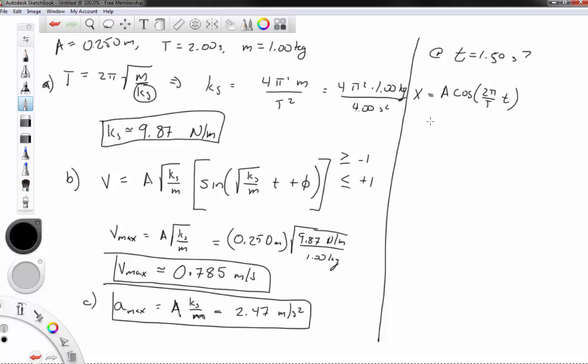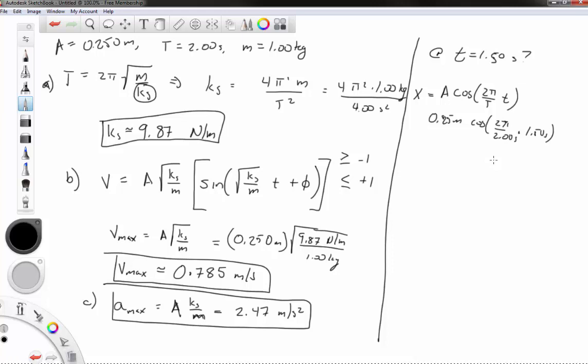So this is 0.25 meters times the cosine of 2 pi divided by 2.00 seconds times 1.50 seconds. So notice 1.5 divided by 2 is 3/4. We're multiplying again by 2, so this is basically going to be 1.5 pi, or 3 pi over 2, in other words. And cosine of 3 pi over 2 gives us a value of 0. So actually at this time it's at the equilibrium position. And we can repeat this for the velocity, and we can repeat it for the acceleration.